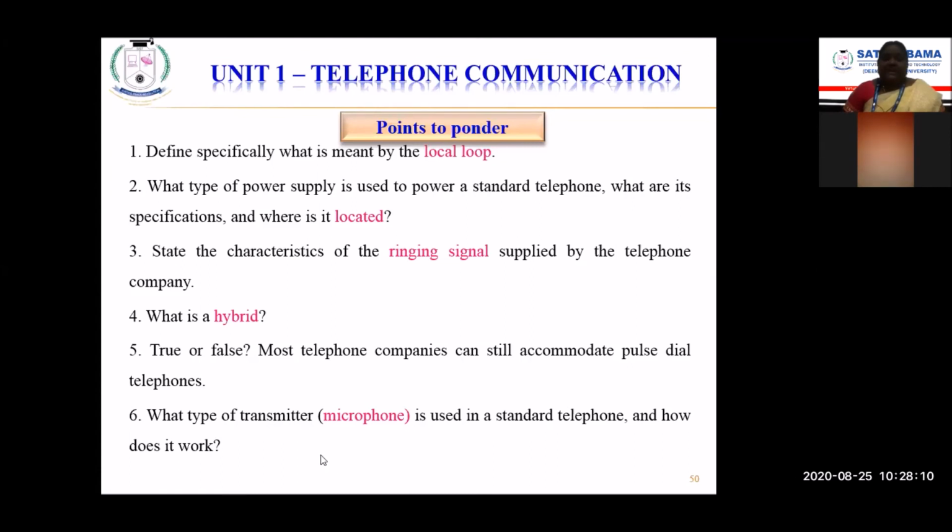Now specify the type of transmitter, that is the microphone, used in a standard telephone, and how does it work. We have learned about the standard telephone as well as many other electronic telephones and cordless telephones, and you should be in a position to differentiate between the microphones used for the different kinds of telephones. Please answer the question, any one of you. Please take a snapshot of the questions and try to find the answers. If you want, you can note down the questions. I'll move on to the next. Granular transmitter. Very good.